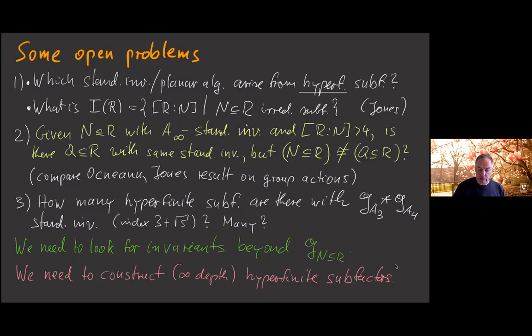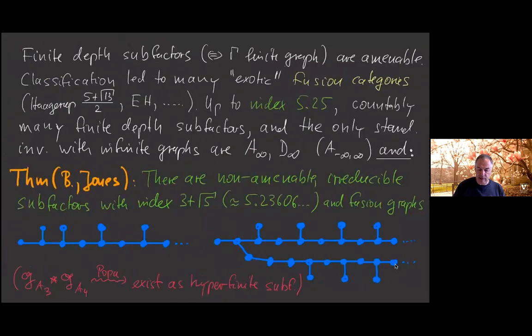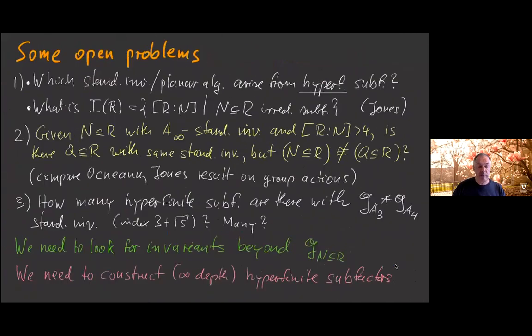And then, of course, you can ask a concrete question, namely, you can look back at these subfactors that Vaughan and I constructed here, these hyperfinite subfactors that are non-amenable. And those are the first non-trivial ones, right, with index above 4. And you can ask, well, is there another one with the same standard invariant that's not isomorphic to the one we constructed? And in fact, are there many such, right? And it could very well be that there are many.